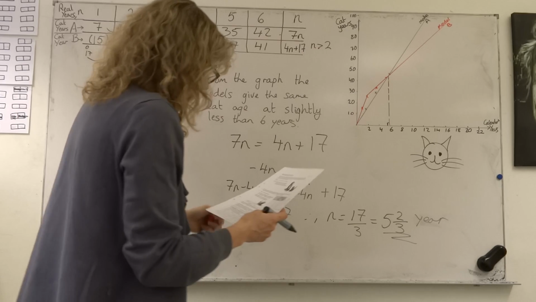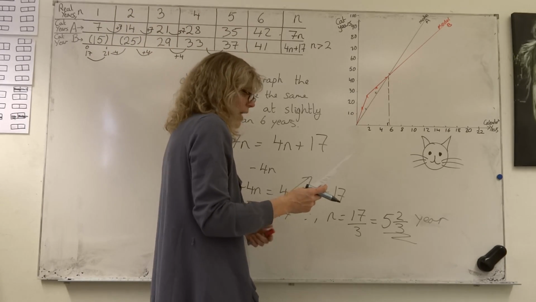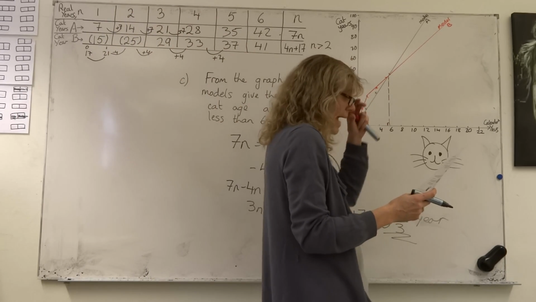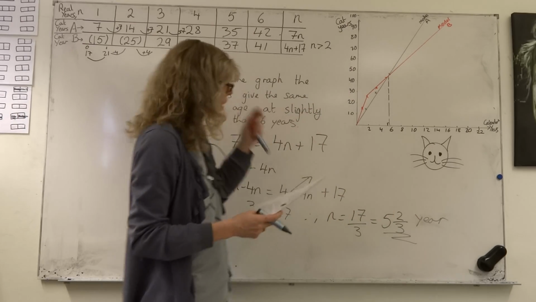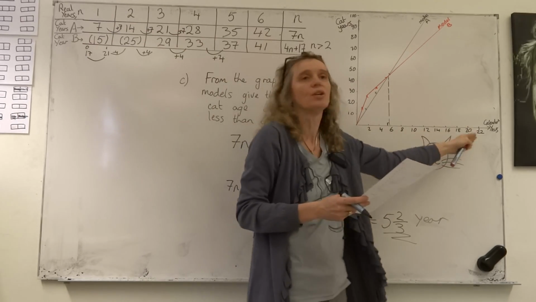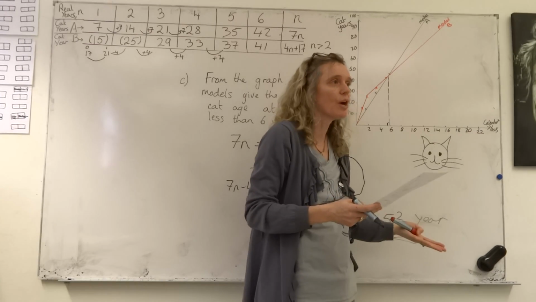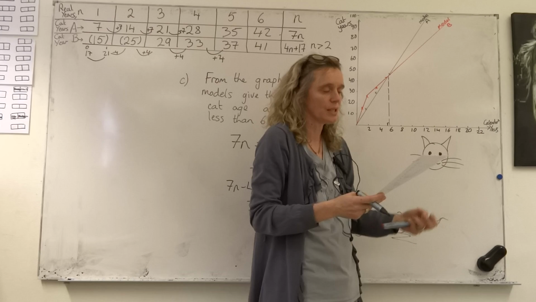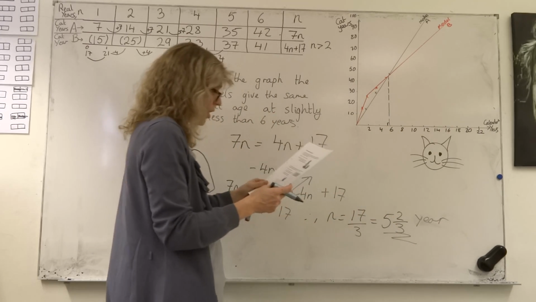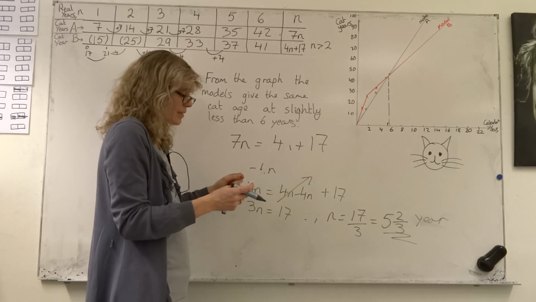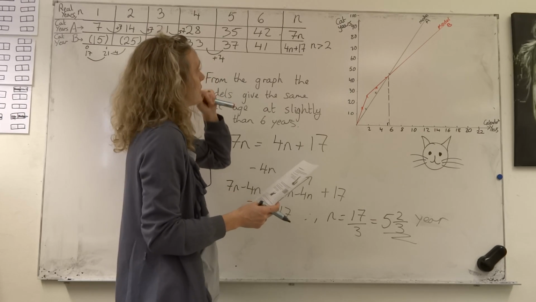So when n equals 5 2/3, then the next question is, cats can be really old, and it's not unusual that they live to be 20. You didn't maybe know that, but the question tells you what you need to know from common sense in order to be able to continue. Which of the models is the most reasonable and motivate your answer?